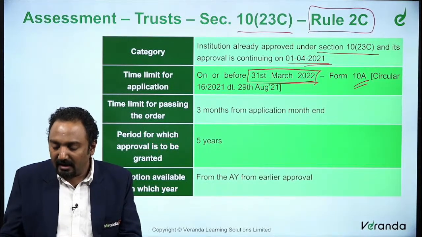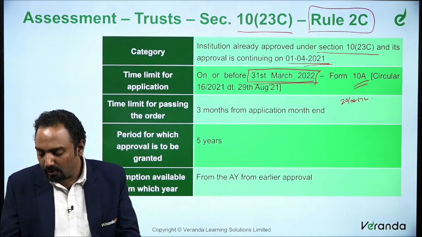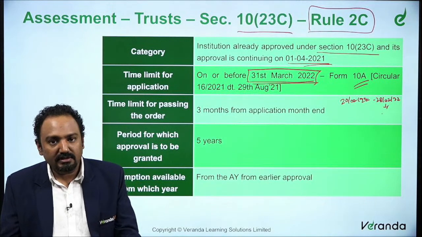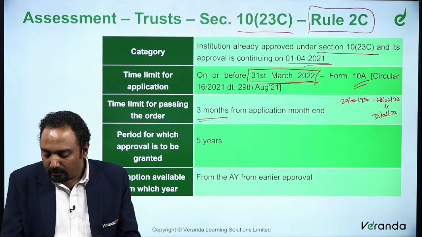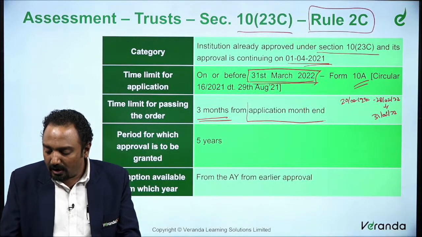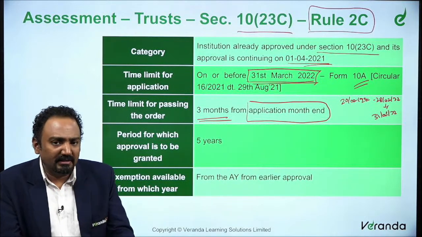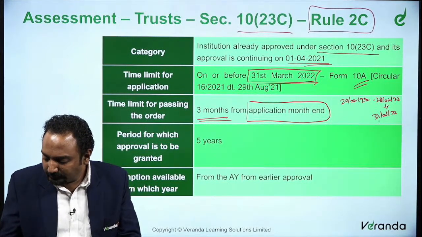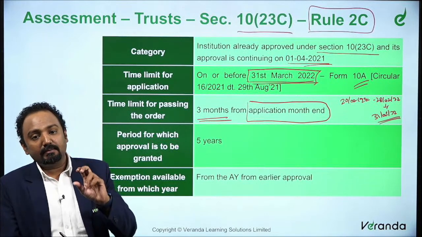Once it is made, from that month end, let us say it was applied on 20th February 2022. The month end is 28/2/2022. So, 3 months from this: March end, April end, May end. So 31st May 2022. Before that, an order has to be passed. That's why they call it 3 months from the application month end. I will not explain this concept again, because across this chapter 13 for trusts, we will be seeing this phrase, application month end: the month end in which the application was actually filed. So the 3 months in our example ends on 31st May 2022. That is the time limit to pass the order.